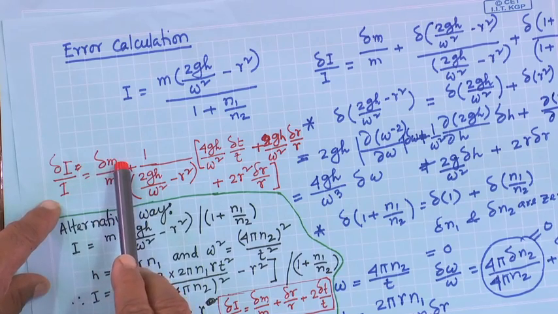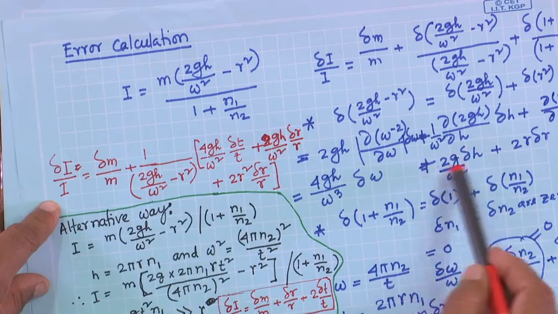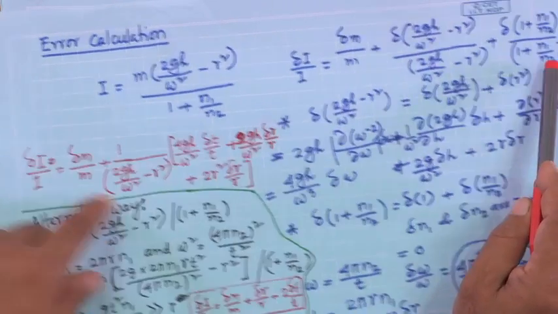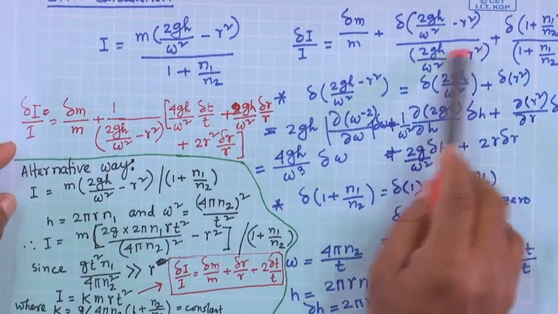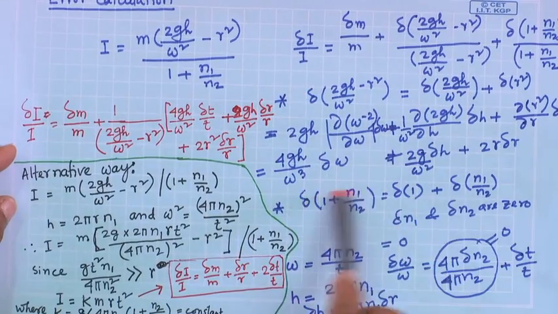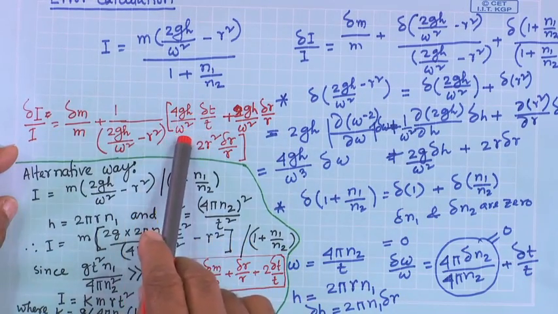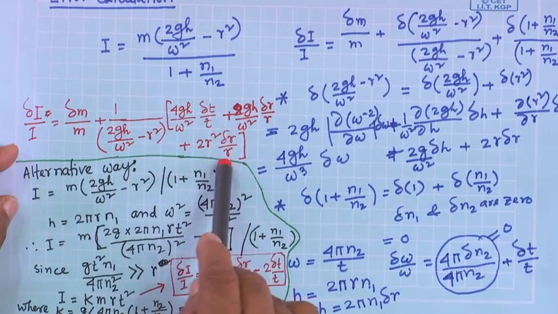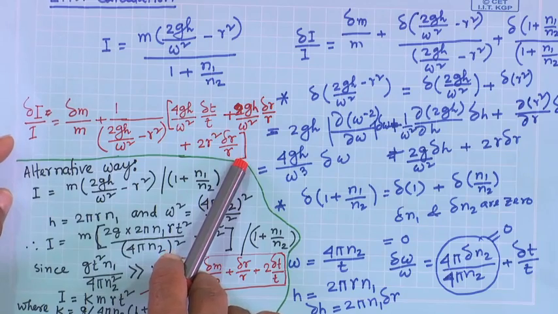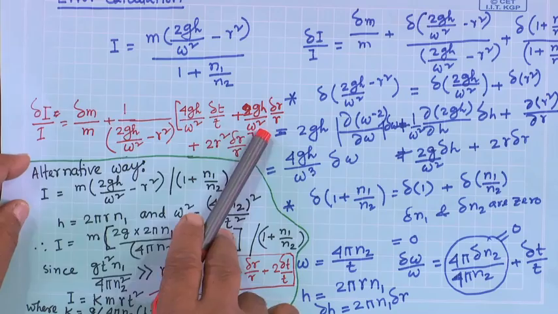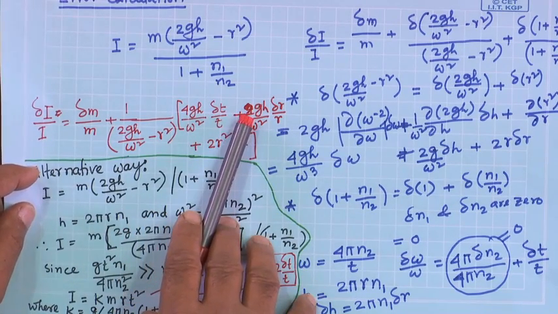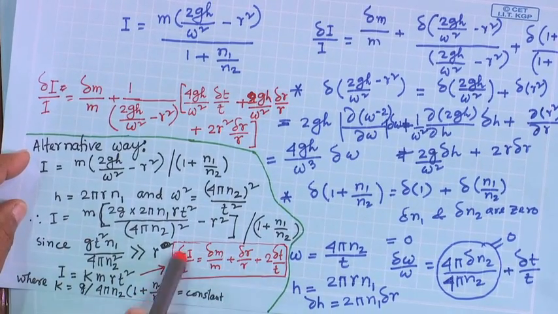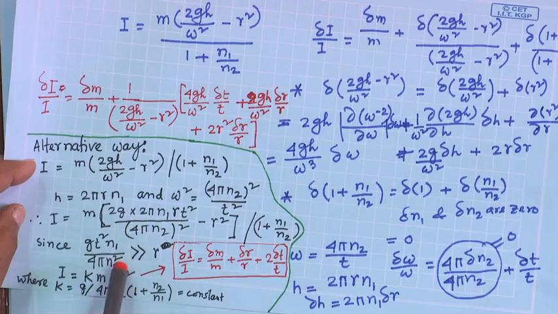Delta I by I equals delta m by m plus 1 by this part, and then 1 by this part, and for this one whatever we have found using this one, that will be 4 g h by omega square delta t by t, plus delta r by r plus 2 r square delta r by r. In this form you will get the expression for delta I by I. This also one can use, but it looks like a slightly bigger expression. If you wish you can use this one, or the alternative ways I already discussed. It looks simpler, but you have to take this approximation.